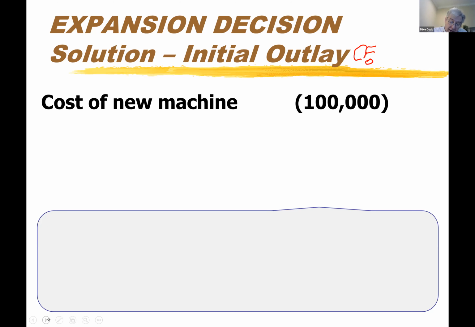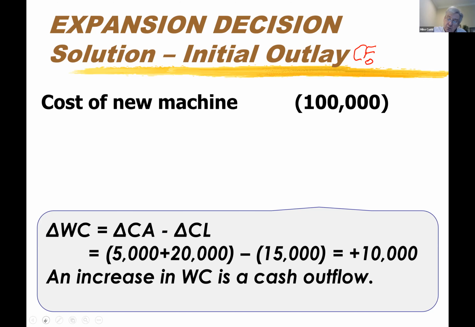But we'll also have an investment in working capital. We'll have another $5,000 in receivables, another $20,000 in inventories, and another $15,000 in accounts payable. Working capital is defined as current assets minus current liabilities. So we'll have a $10,000 increase in working capital.